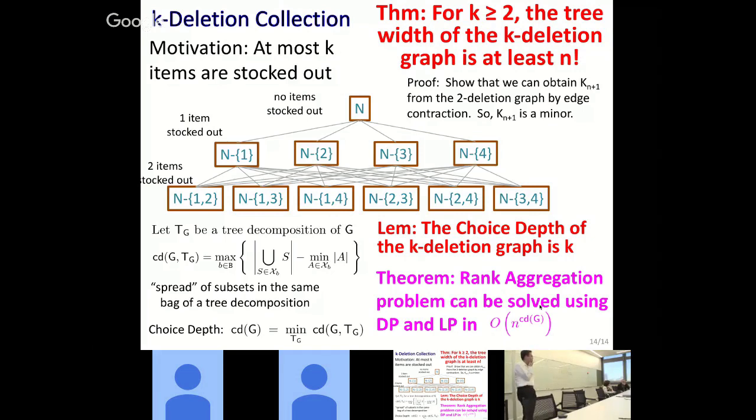So for the motivation here, stuff gets stocked out, right? But the reason it would run out of stock is because it's very popular. So you could have a richer generative model, where the thing that gets stocked out is almost surely going to be the most popular one. Yeah.